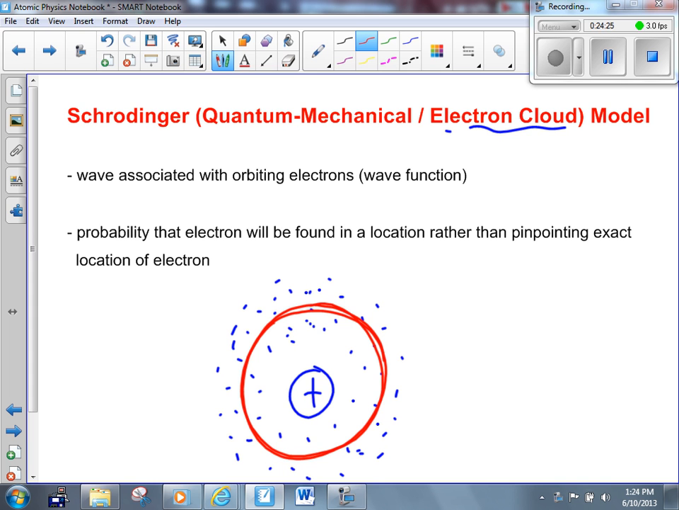So it's a step back from Bohr in that we don't know exactly where the electron's going to be. Bohr said, we know exactly where it's going to be. Schrodinger says, no, we don't. But it's a step forward in that now at least we recognize that we can't know exactly where it's going to be. So it's a step forward in that we're not pretending that we know where it is. We recognize that we can't know where it is. Right?